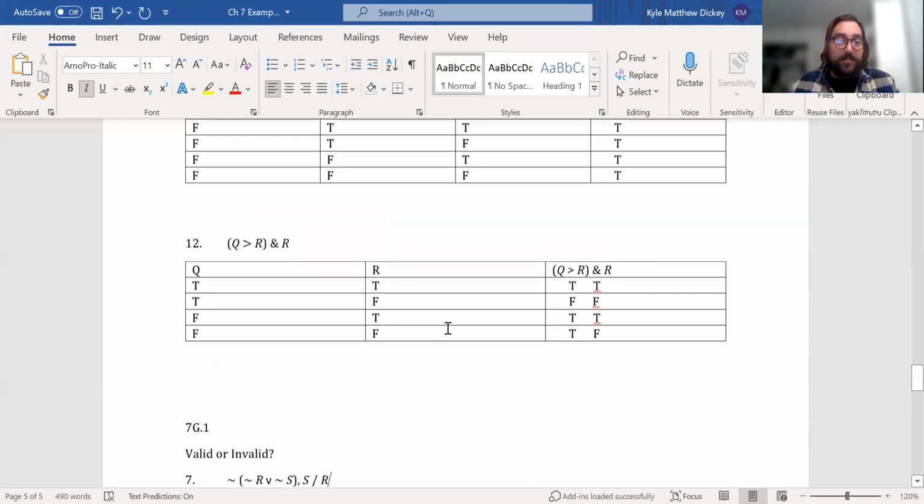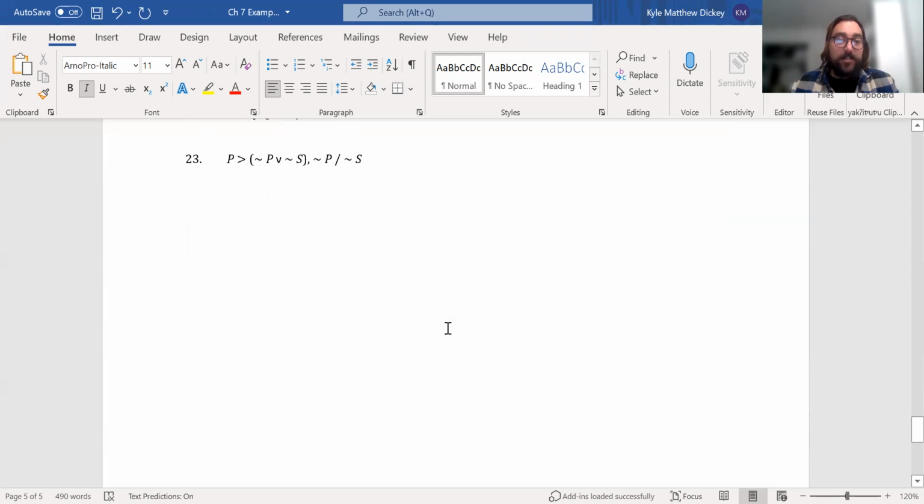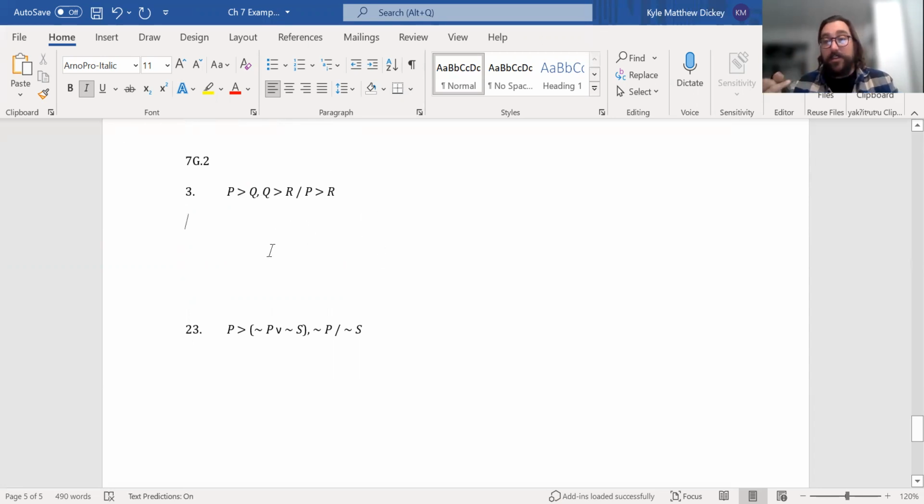All right. Let's move on to some more complicated ones. So now we've got P, Q, and R. That's 3 sentence letters. So we've got P, Q, R, premise 1, premise 2, conclusion. That means we're going to have 6 columns. And because we have 3 sentence letters, that means we're going to have 8 rows.